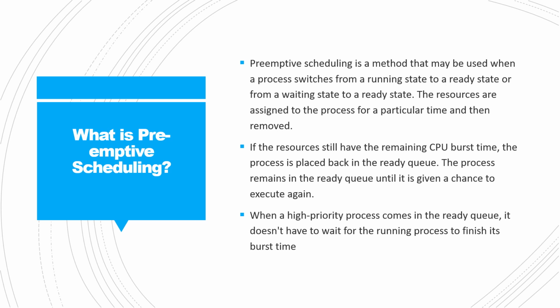Okay, what is preemptive scheduling? Preemptive scheduling is a method that may be used when a process switches from running state to ready state or from waiting state to ready state. The resources are assigned to a process for a particular time, then removed. If the process still has remaining CPU burst time, it is placed back in the ready queue. The process remains in the ready queue until it is given a chance to execute again.